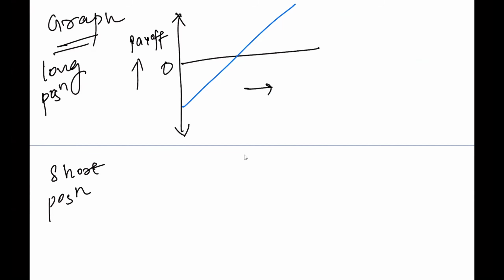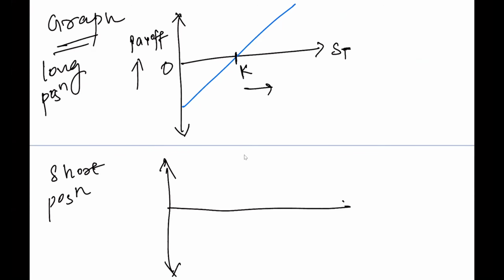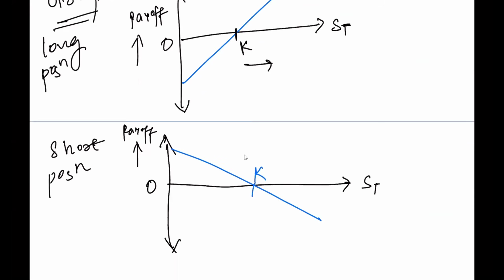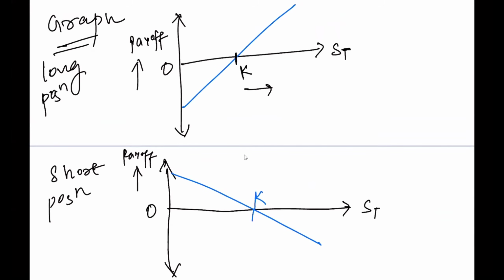And here you will have your price, your ST, different prices at the maturity, and this is K. Similarly, for a short position, this is ST, this is your payoff, 0, K, and then you'll have something like this. So this is one example of how to draw the graph.